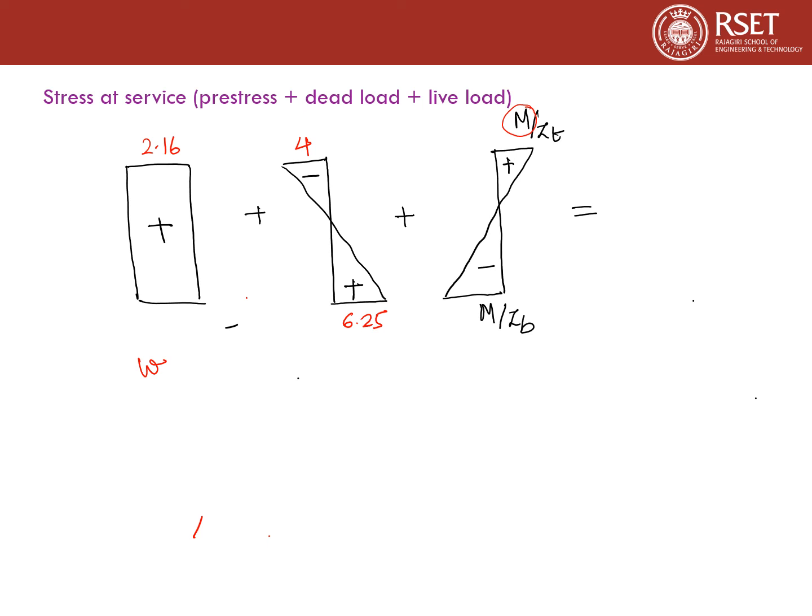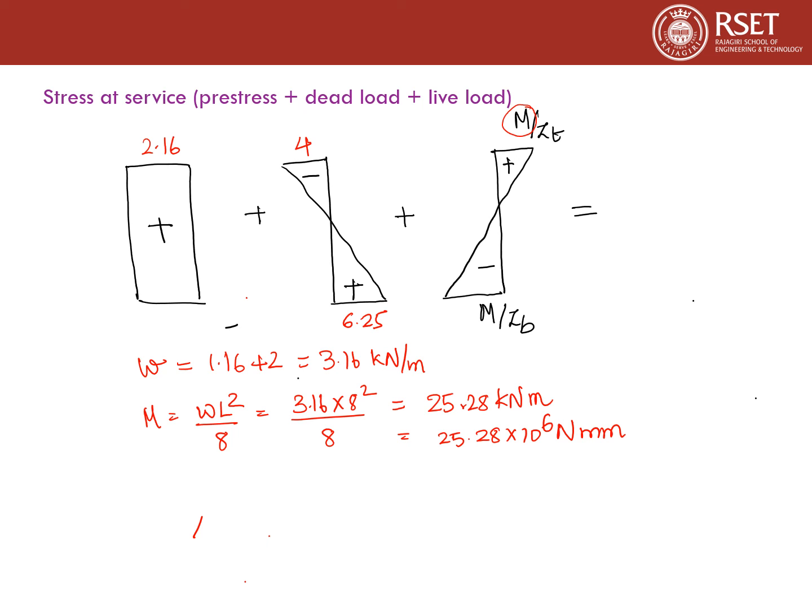Now the total load on the beam is the dead load plus live load. Dead load we already calculated as 1.16 plus 2, that comes to 3.16 kilonewton per meter. So calculating the total bending moment, it will be WL square by 8 at the middle span. That will be 3.16 into 8 square by 8, that comes to 25.28 kilonewton meter. Calculating the bending stresses, M by ZT will be equal to 5.21 MPa at the top and M by ZB will be equal to 8.14 at the bottom.